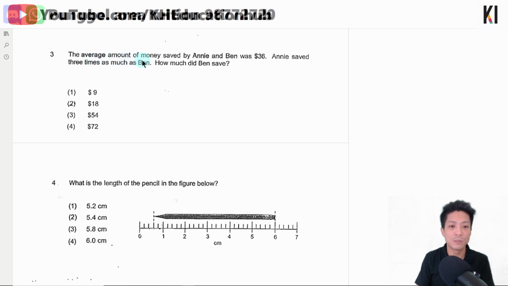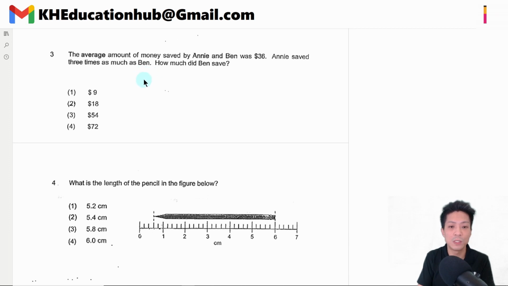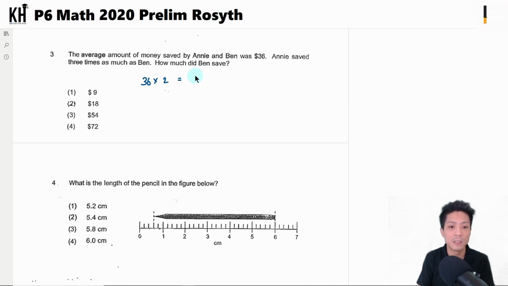Question 3, the average amount of money saved by Annie and Ben was $36. Annie saved 3 times as much as Ben. So how much did Ben save? Okay, so the first thing we need to do is use 36 times 2. This will give us the total between Annie and Ben. This 36 times 2 will be $72. So this is the total.